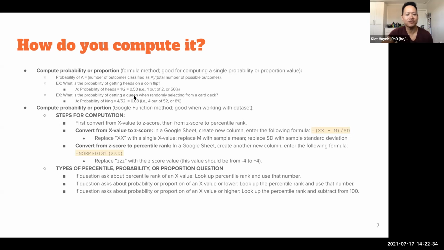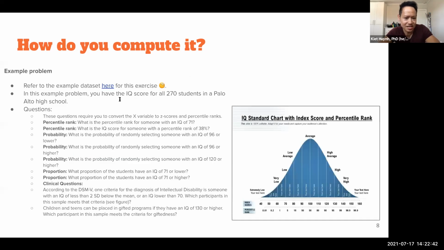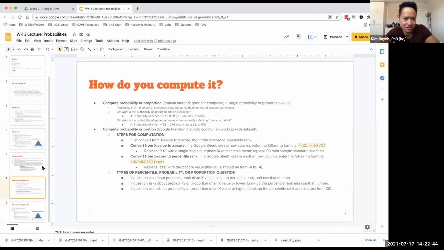Another example question. What's the probability of getting a queen when randomly selecting from a card deck? So we know that it says queen here, but then it says king on the bottom. So I need to change this.